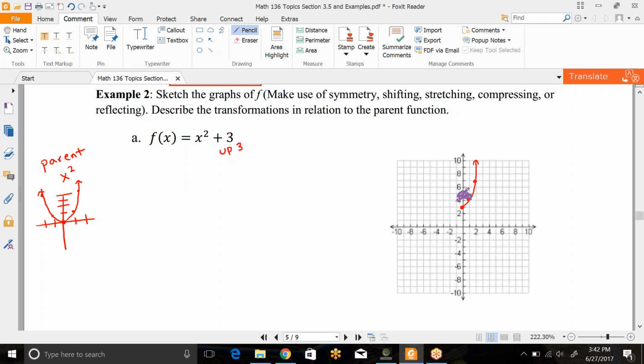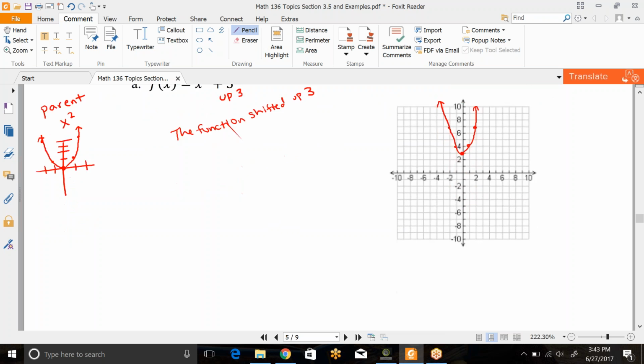So notice that's that side of that parabola. And because parabolas have symmetry, there's going to be matching points. That's what it says, make use of symmetry if you can. So since I know the shape, I know it's going to have this match here. So the description is that the function shifted up 3. Okay, so that's just how you would do it using the transformation.